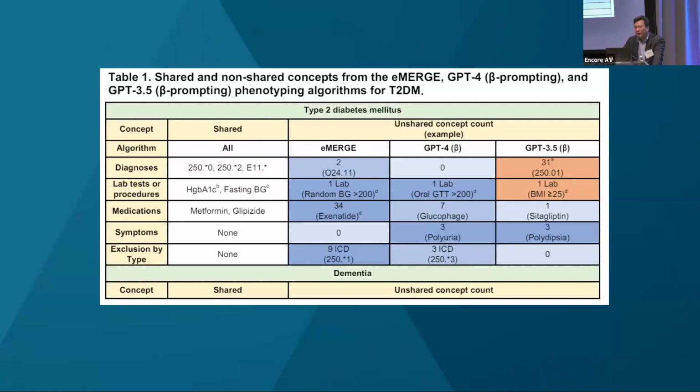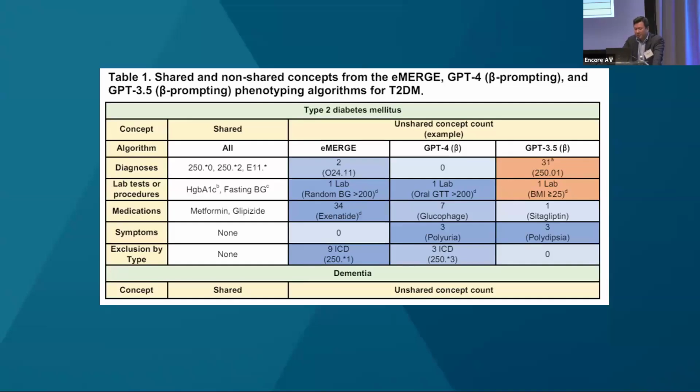And I think the very interesting thing to see here is that ChatGPT really can identify the labs and give us a normal range. And those normal range values are really accurate. To me, that's a surprise. But of course, 3.5 misidentified 250.01 as an inclusion criterion. We know that's a fault. That's type 1 diabetes.